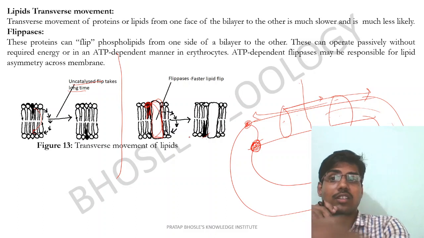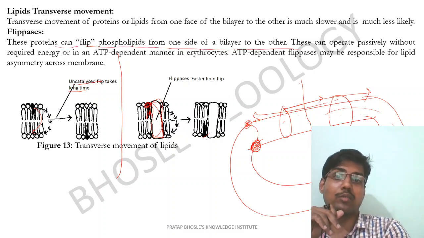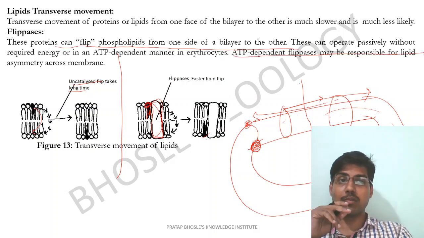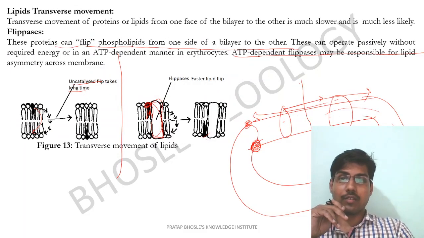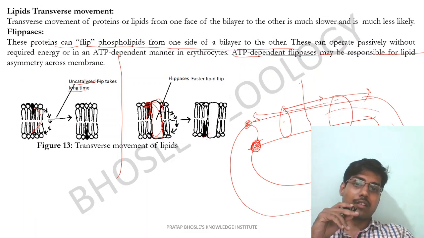Okay, so these flippases are the proteins that can flip phospholipids from one side of the layer to the other side. And these ATP dependent flippases may be responsible for lipid asymmetry across the membrane. Okay, so these are all the points which could come under this cell membrane topic.